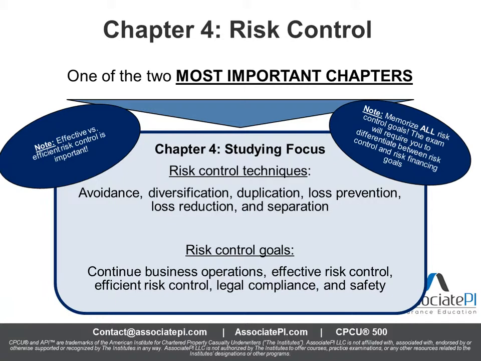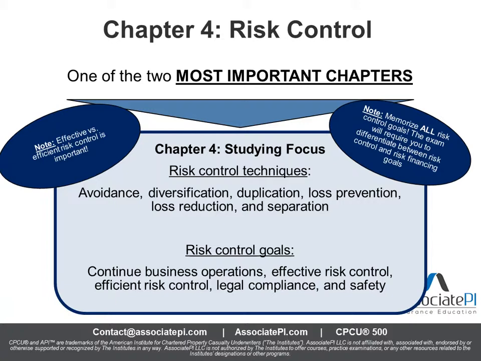Now, Chapter 4, this is where it gets important. Chapter 4 is one of the two most important chapters. We say that the risk control chapter, which is this one, Chapter 4, and the risk financing chapter are the two most important chapters of the exam. So you have to know, what is risk control, what are the risk control techniques, what's the purpose of risk control, and what are the risk control goals.